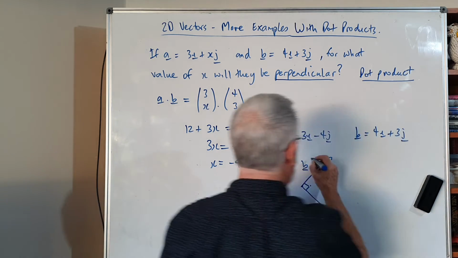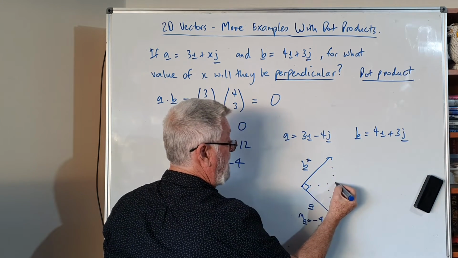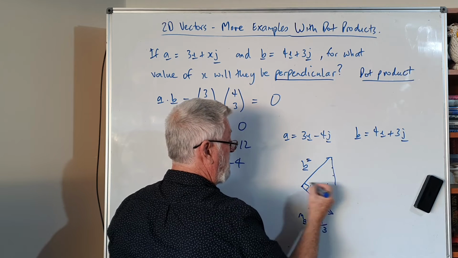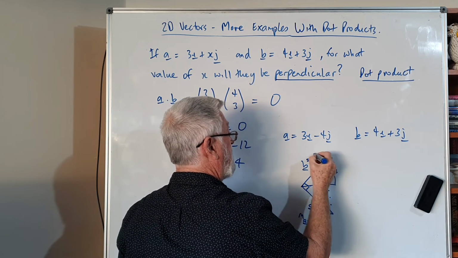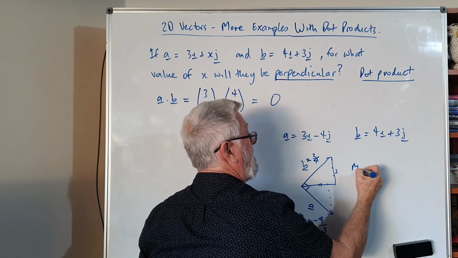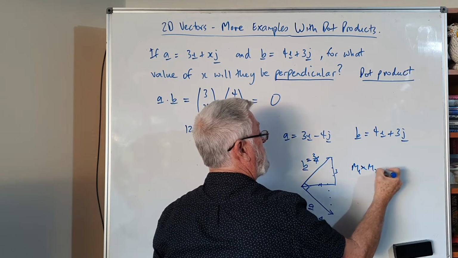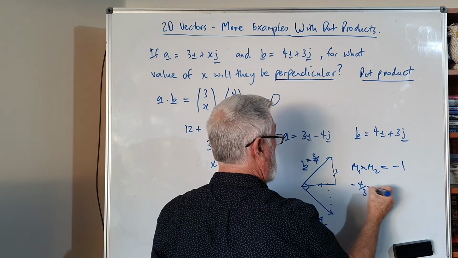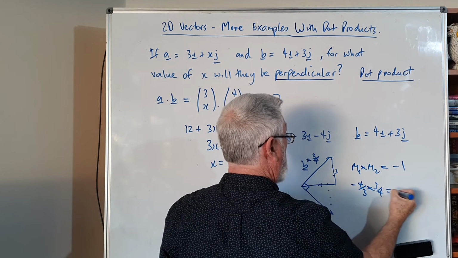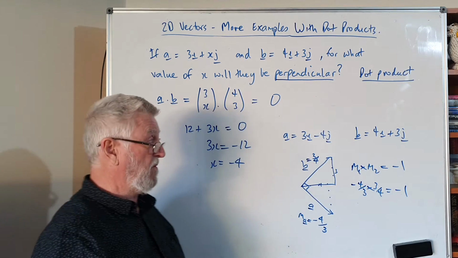What's the gradient of B? It's a rise again over the run. So if I draw that in to make it clearer, you can see it's 3 over 4. And how do you show that two things are perpendicular? When you multiply their gradients, you get negative 1. So let's have a look at it. We've got minus 4 on 3 by 3 on 4, and that equals minus 1, which says they're perpendicular.